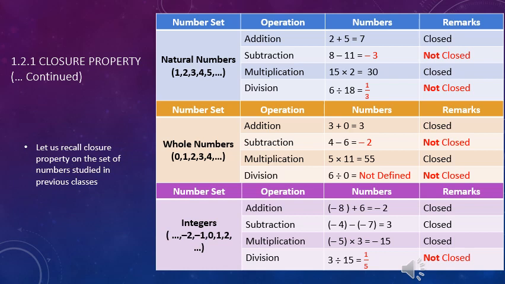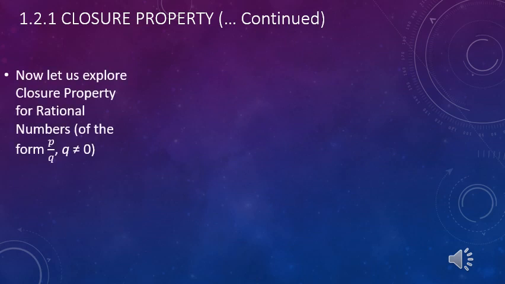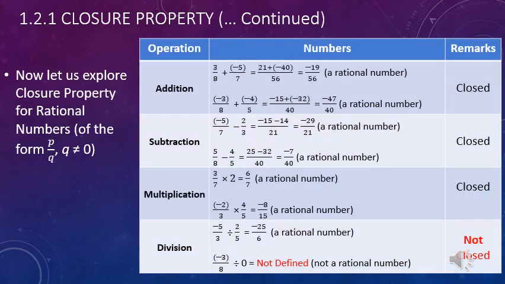Now let us apply our understanding of closure property on rational numbers. Now let us see the operation addition. Here, based on the example, we see that whenever we add two rational numbers, we always get the result as rational number. Hence, we say that rational numbers are closed under addition.